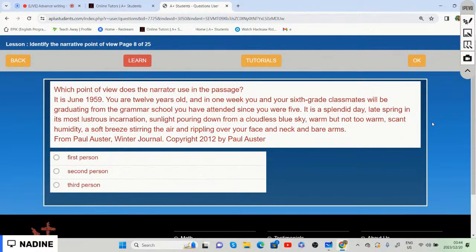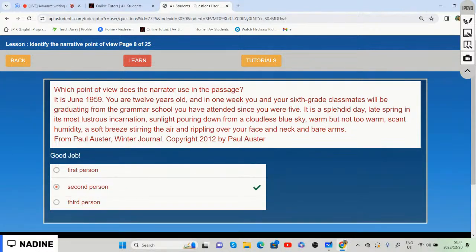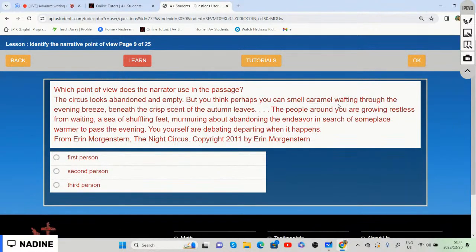And especially since they're using "you" all the time. For example, you are 12, you and your classmates. We can say this is in the second person. And second person is correct.